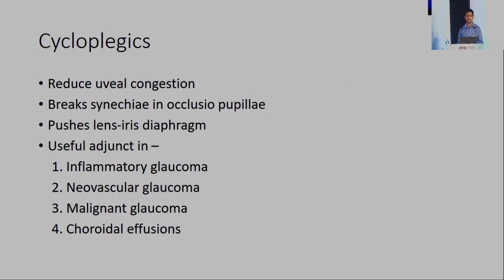So last but not least, cycloplegics. The role is that they reduce uveal congestion, they break synechiae and occlusio pupillae, and they push the lens-iris diaphragm posteriorly. It is used as adjunct treatment in inflammatory glaucomas, neovascular glaucomas, malignant glaucomas, and in choroidal effusions.